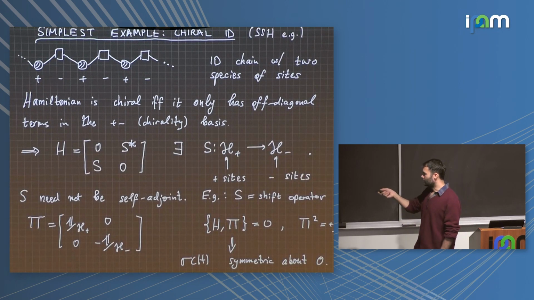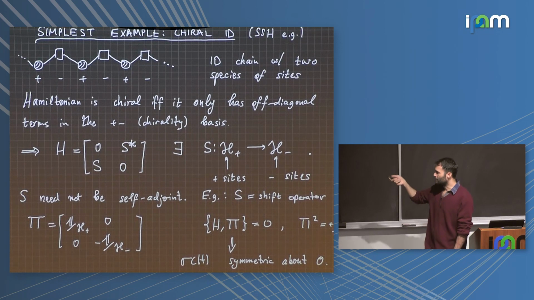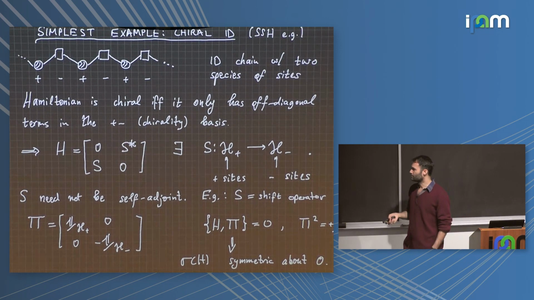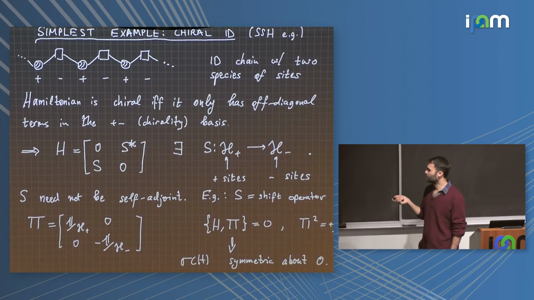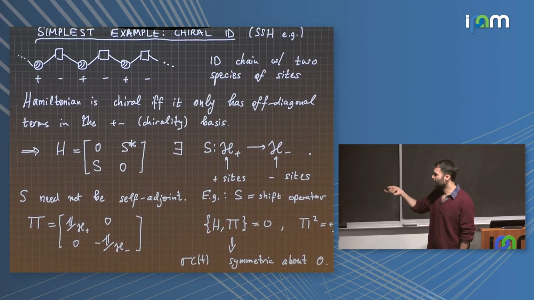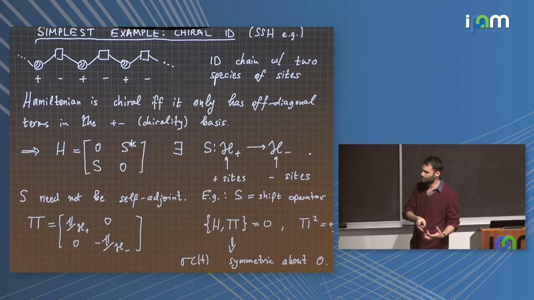And so in this block form, it should be off diagonal. So that means it should be written like that. It should be written with an operator S that takes you from positive chirality to negative chirality, and S does not need to be self-adjoint.